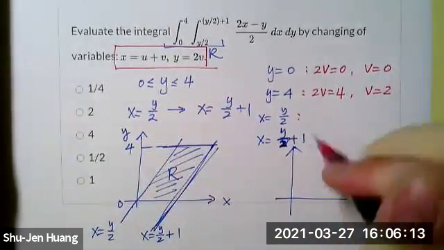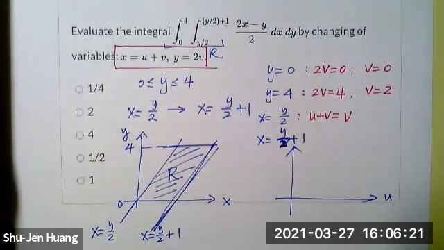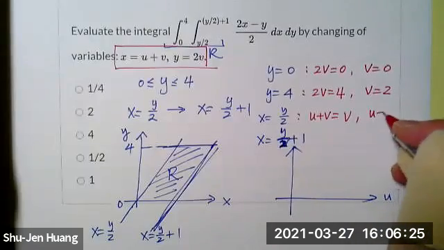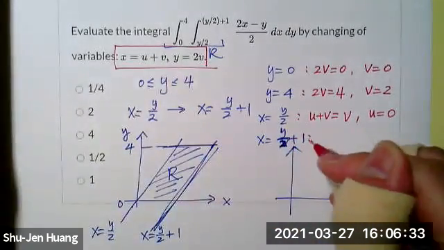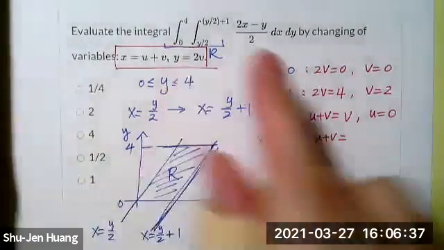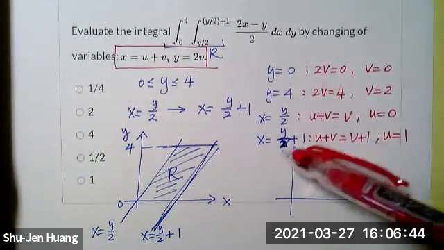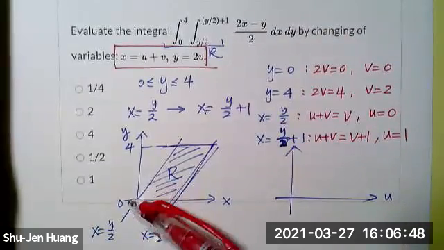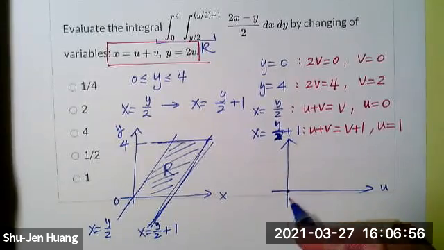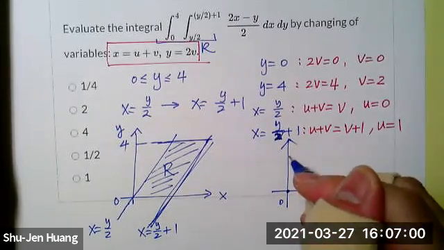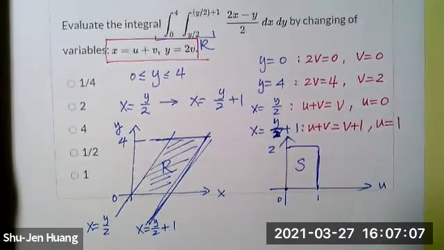The next line, x equal to y over 2. x equal to u plus v, and y over 2 is v, right? So you can see v is canceled from both sides, so you have u equals 0. And the next one, x equal to y over 2 plus 1. x equal to u plus v, and y over 2 is v plus 1. So again, v is canceled from both sides, you have u equal to 1. So those 4 lines on the xy plane represent those 4 lines on the UV plane. So u is between 0 and 1, and v is between 0 and 2. So you can see we got a nice rectangular region S on the UV plane.